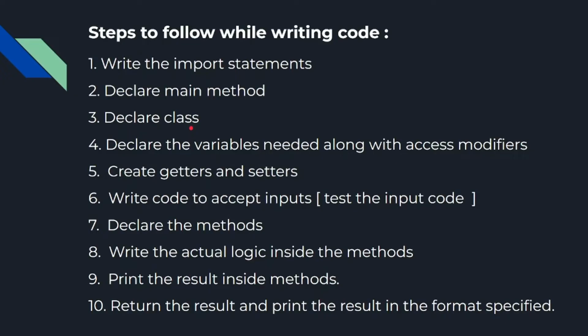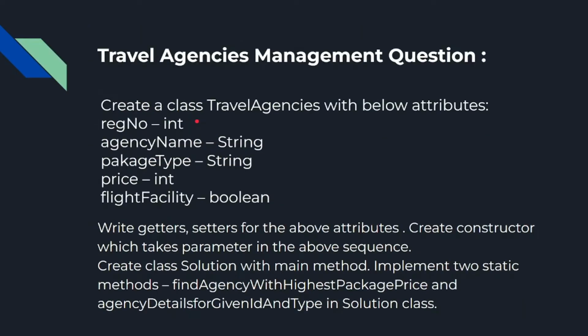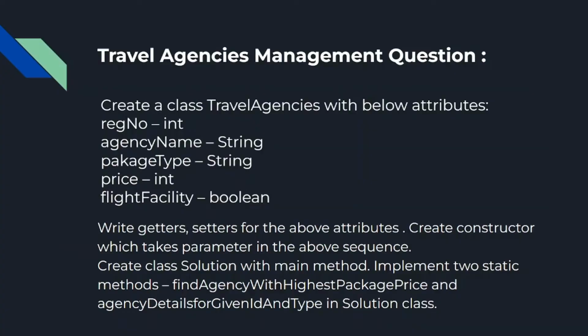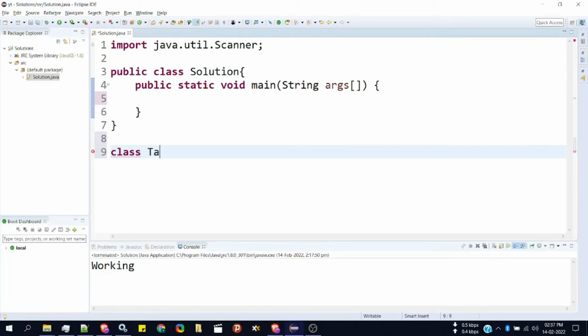Third step is to declare the class. Here they have asked to create a class called TravelAgencies, so our class name will be TravelAgencies, and it will have 5 attributes, namely register number, agency name, package type, price, and flight facility. So I'll come outside the Solution class and create a class called TravelAgencies.